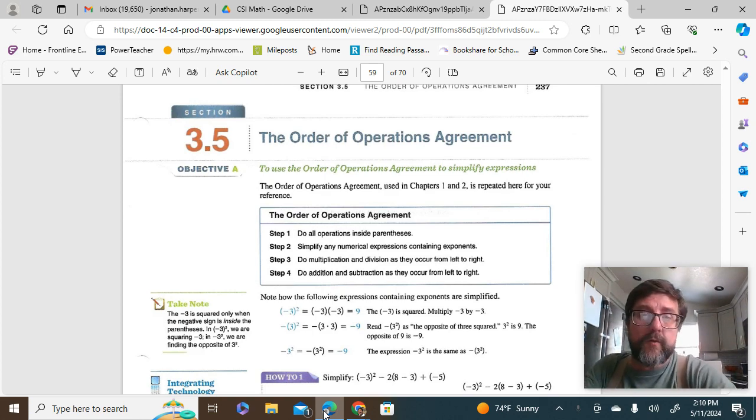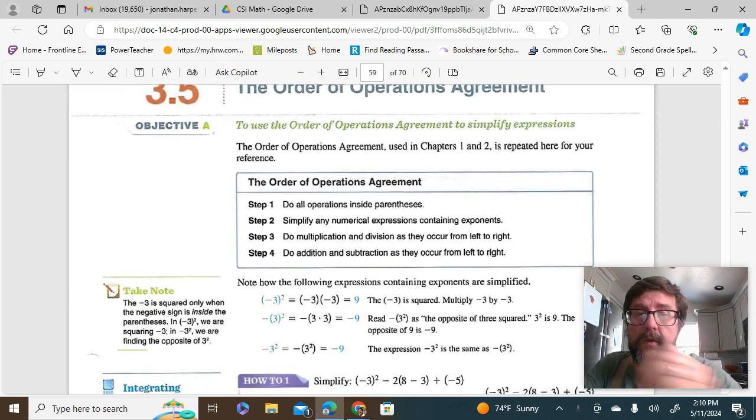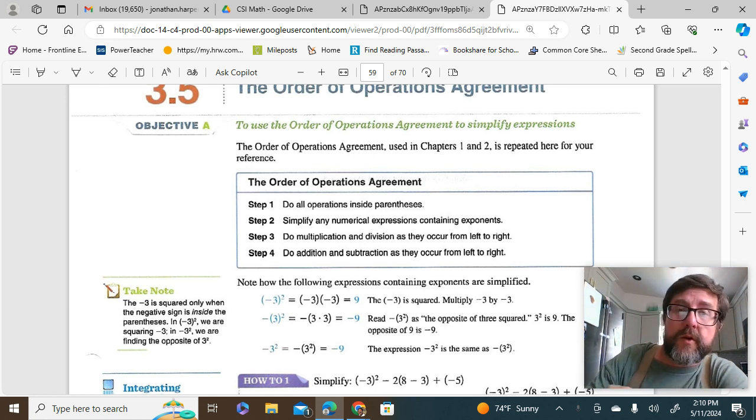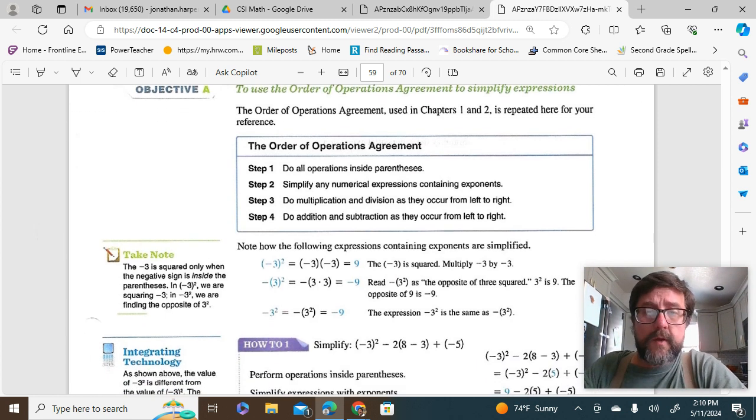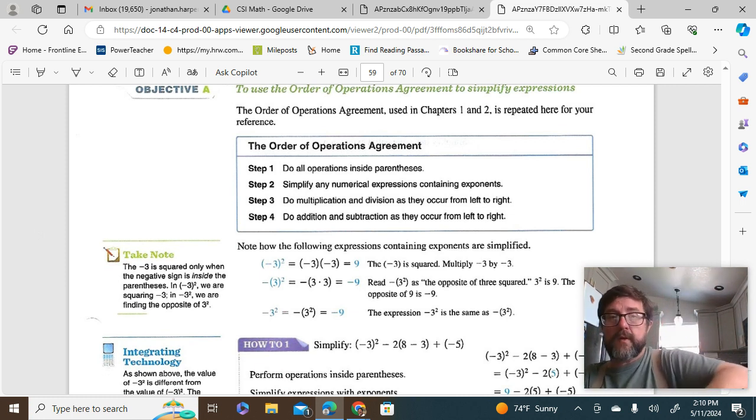I am going to be teaching this time from Chapter 3, Section 5. For this one, we're dealing with the order of operations agreement used in Chapters 1 and 2, repeated here for your reference. We've already studied this, but I want you to go over it again because it is very important.